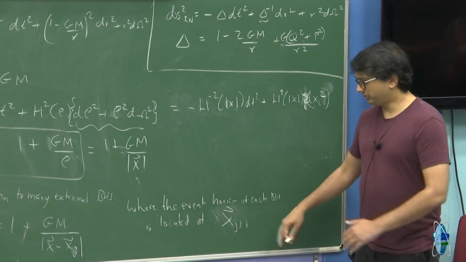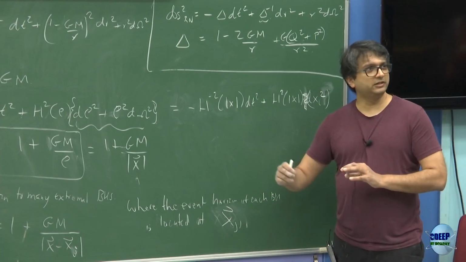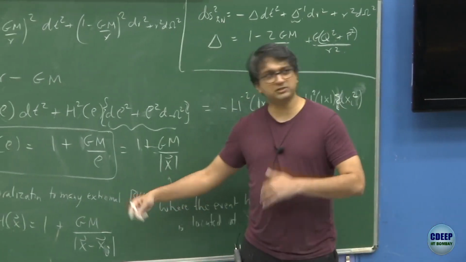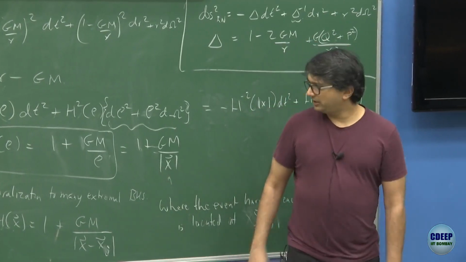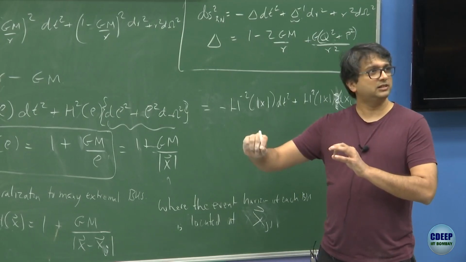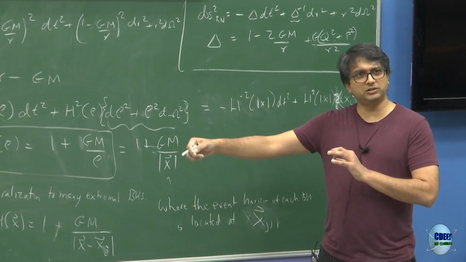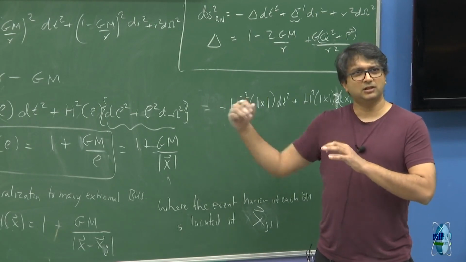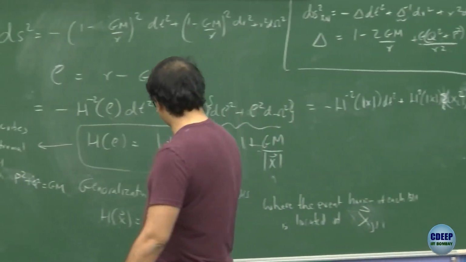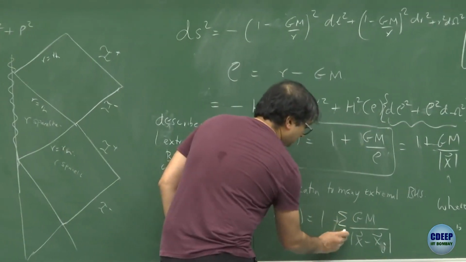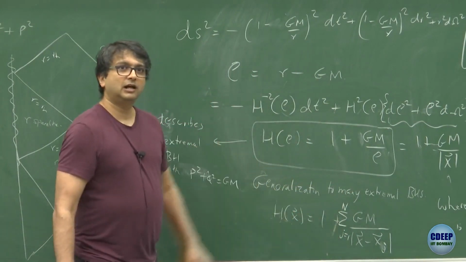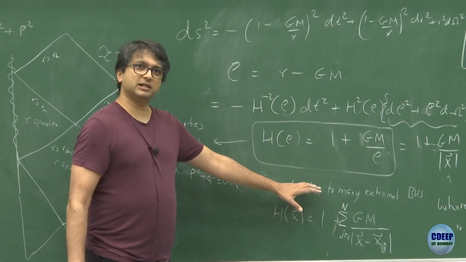The point x_j is not actually a singularity. At each point x_j the metric looks singular, but it's actually a coordinate singularity. Every time you cross into that region where x is equal to x_j, you reach a new region of space-time behind the event horizon of that particular extremal black hole. Now, the remarkable thing is that there's a sum over j, and I can have any number of black holes, n can be any number.